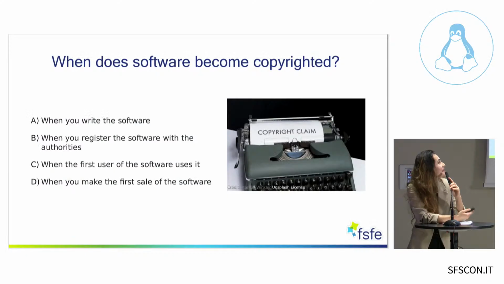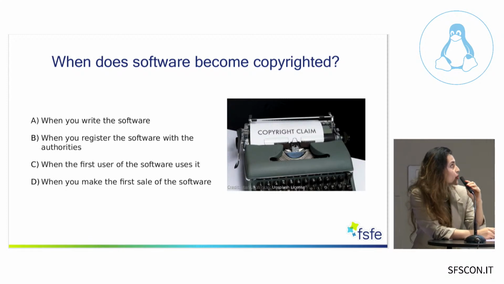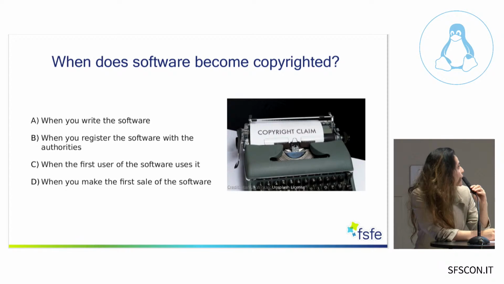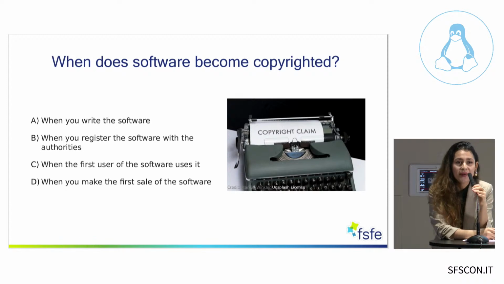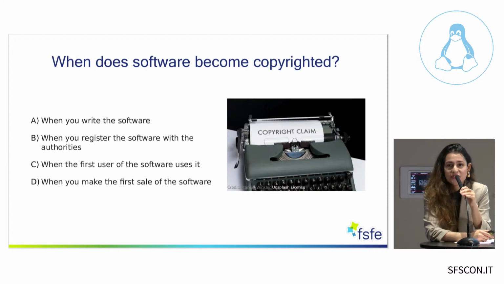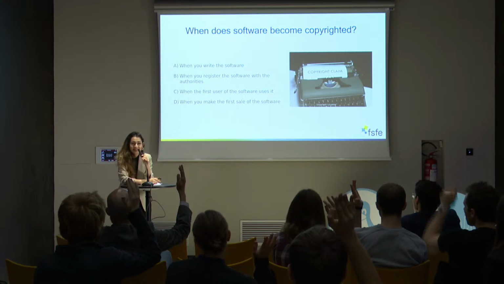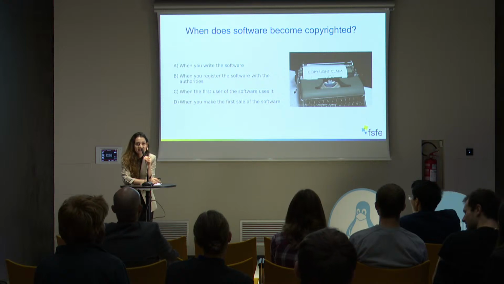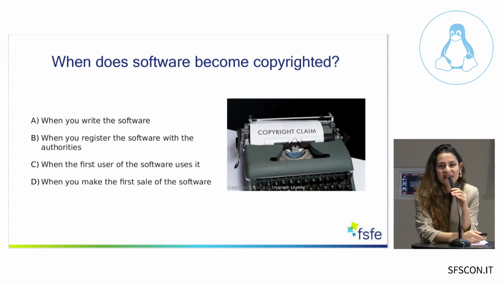All right. So the next question is, when does software become copyrighted? A, when you write the software. B, when you register the software with the authorities. C, when the first user of the software uses it. And D, when you make the first sale of the software. So raise your hands for option A. Raise your hands for option B. For option C. And for option D. That's amazing. I really like this audience.